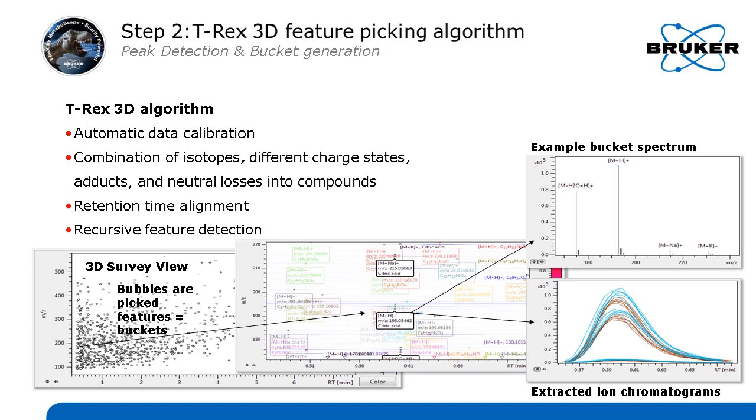So what the software will also do is a retention time alignment. So if there are some compounds included in your sample which do not behave very well in chromatography, MetaboScape can handle this by applying a retention time alignment. And it will also apply a recursive feature extraction. And I will show you this on the next slide.